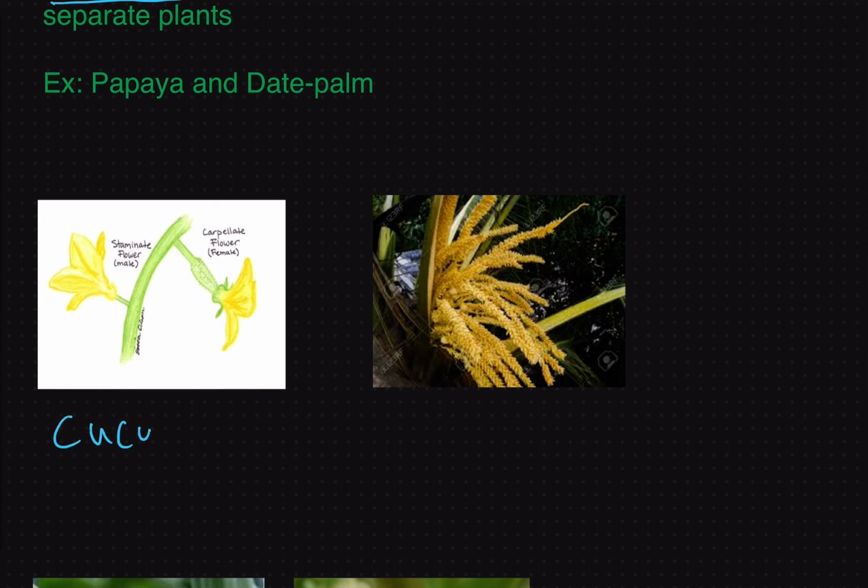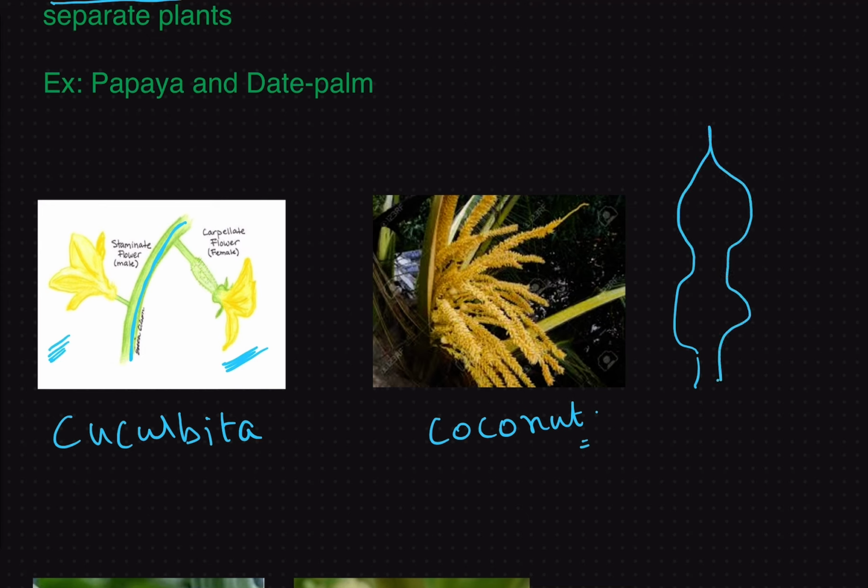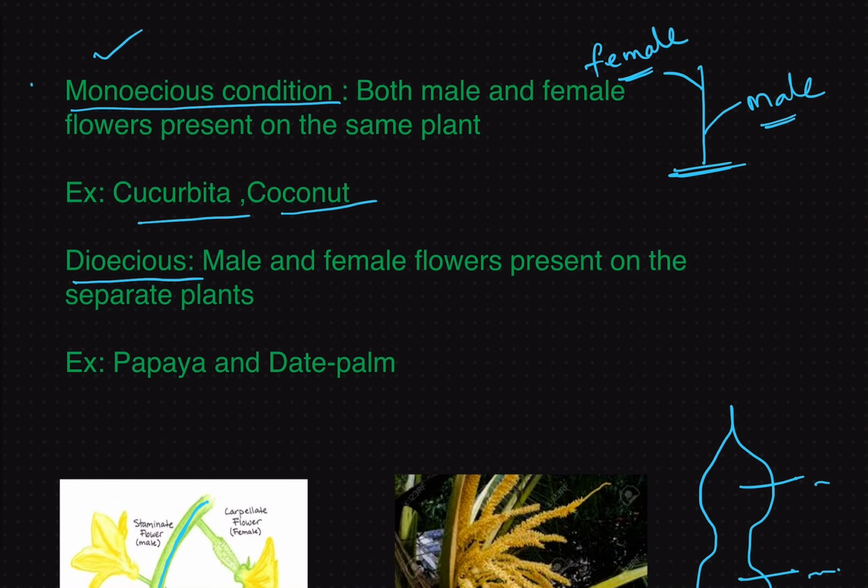Now, if you look at this image, you can easily understand. This is the example of cucurbita and this is the image of coconut flower. You can see here, on the same stem, on one side you have the female flower, on the other side you have the male flower. Whereas coconut has a special type of inflorescence where you have female flowers at one end and male flowers at the other end. Such plants are called monoecious. In the monoecious condition, both male and female flowers are located on the same plant, either in a bisexual form or unisexual form.